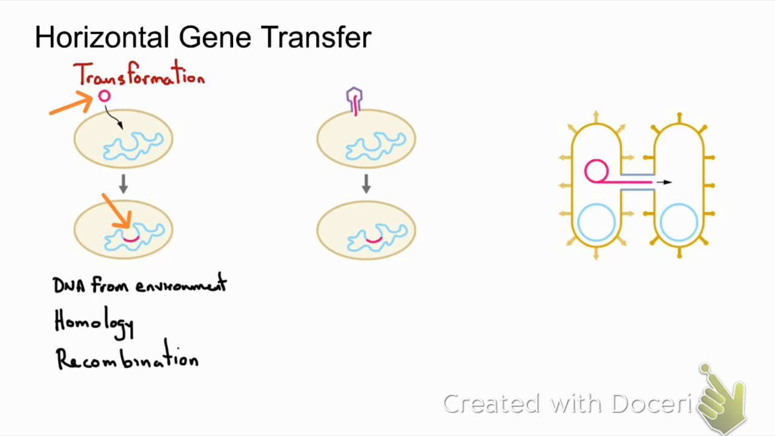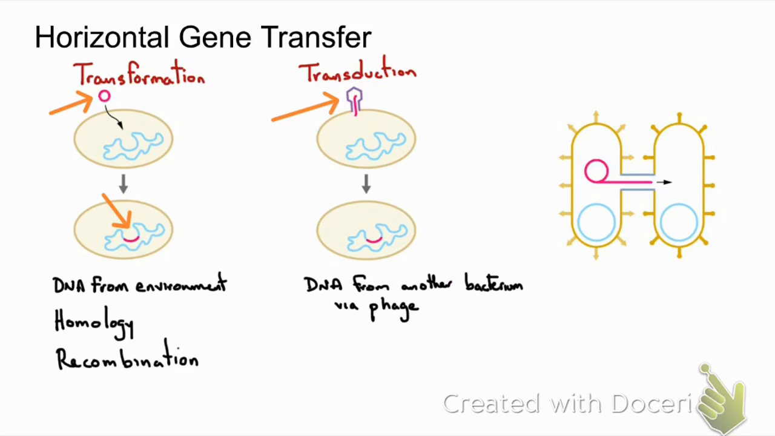The second form of horizontal gene transfer, which is in some ways similar, is known as transduction. In transduction, DNA from another bacterium will arrive to this new host bacterium by way of a bacteriophage, or a bacterial virus. Similarly to what we saw in transformation, both homology and recombination need to occur in order for this DNA to be incorporated into its new host. The third and final way is known as conjugation.